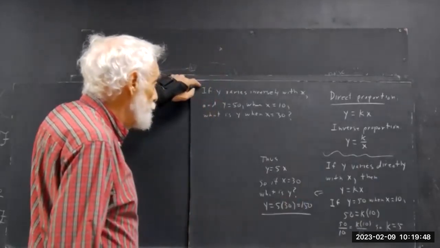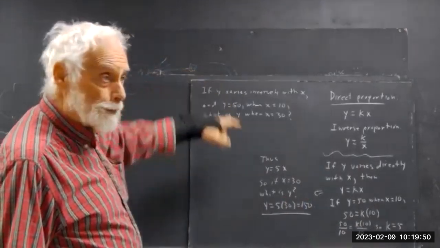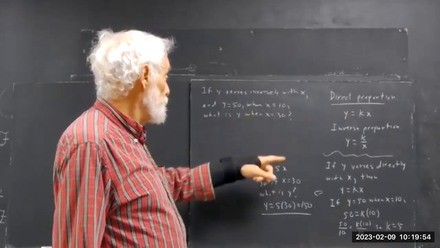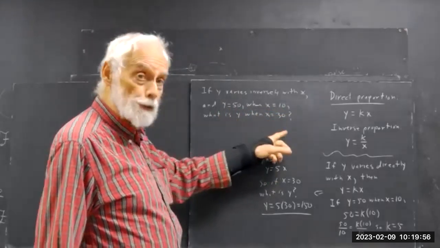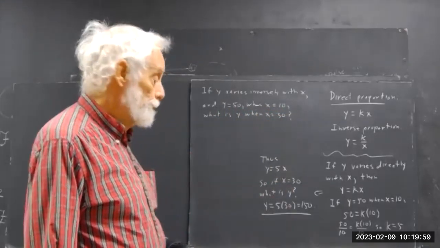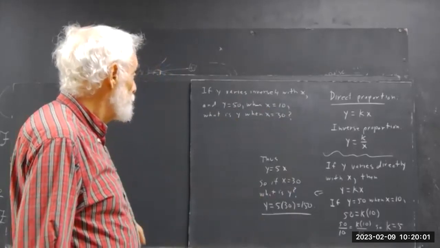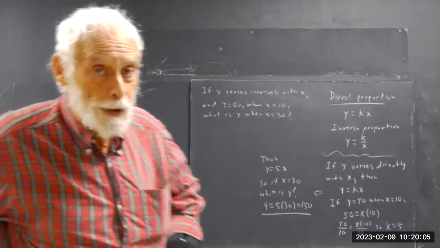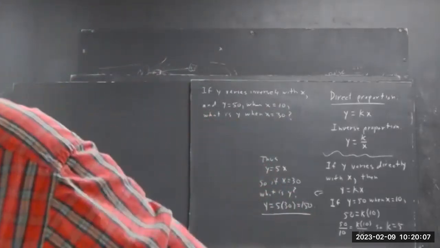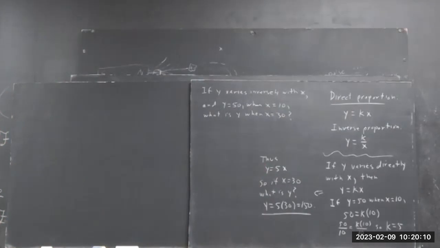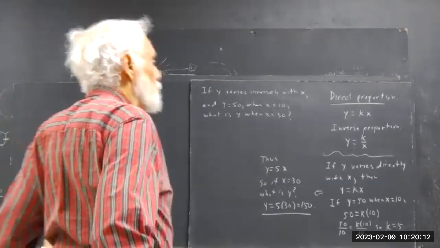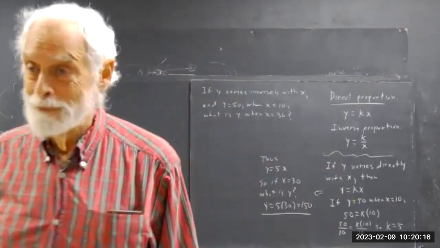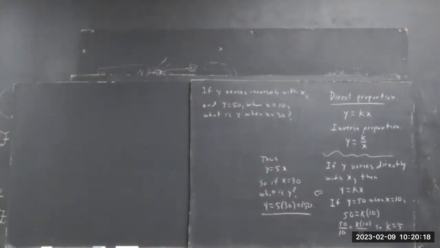Okay, so let's take this problem now. We're going to do an inverse proportion. Y varies inversely with x, and y equals 50 when x equals 10. What's y when x equals 30? See if you can follow the process. You start with figuring out what equation you're going to write. Is it going to be this one or this one? Should be pretty obvious, but let's make sure.